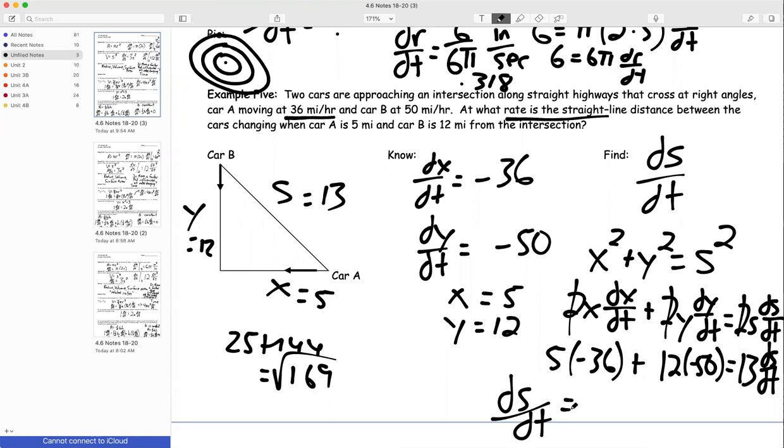What we got? Let's put some units on there. Negative 60 miles per hour. And does this make sense? And should it be negative in the context of this problem? Is the distance between the two cars decreasing or increasing? Well, it's decreasing, obviously, because the two cars are approaching the same point. Therefore, the distance between them should be decreasing.